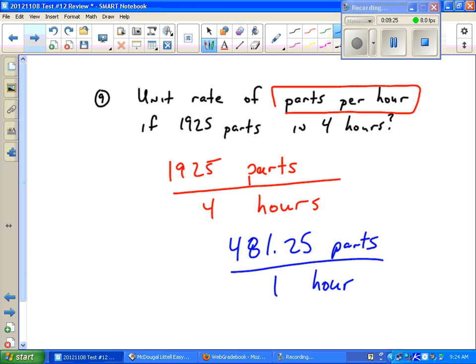All we did was divide by 4. But it does tell you to round to the nearest integer. So we'll round 481.25 to the nearest, as we think of it, whole number. It'll be 481 parts. So just drop the 0.25 per hour.